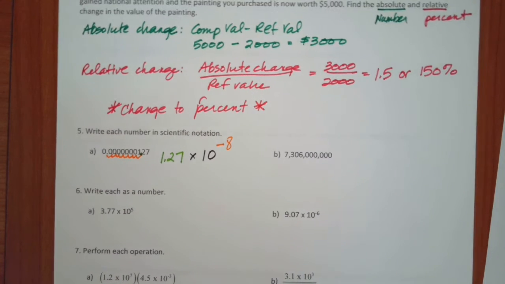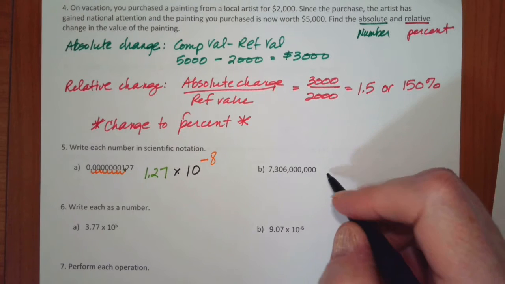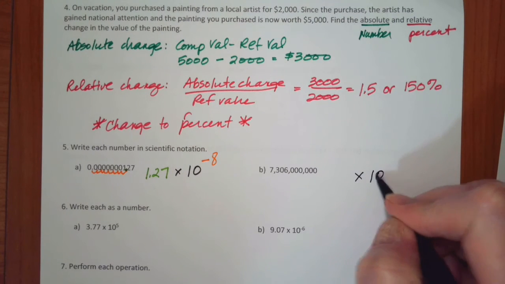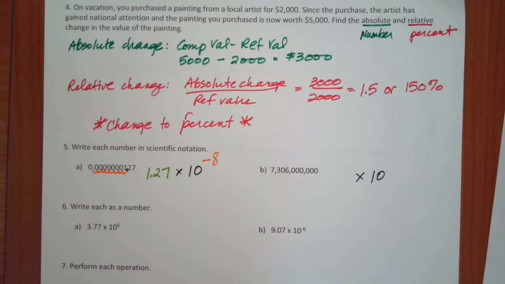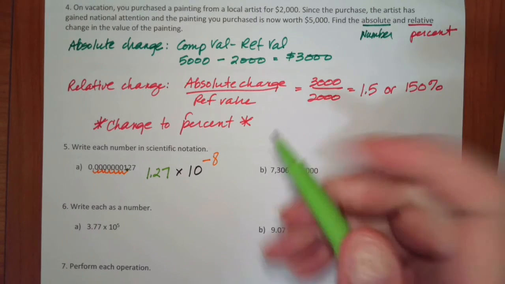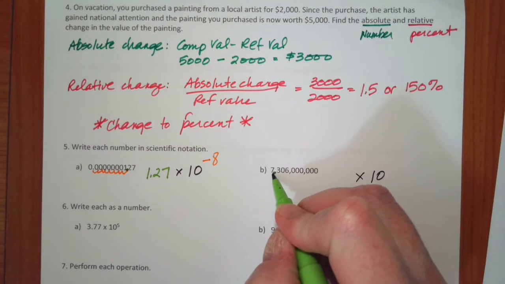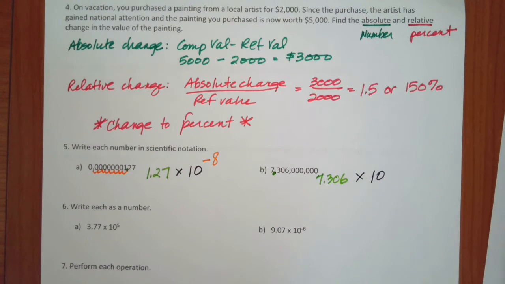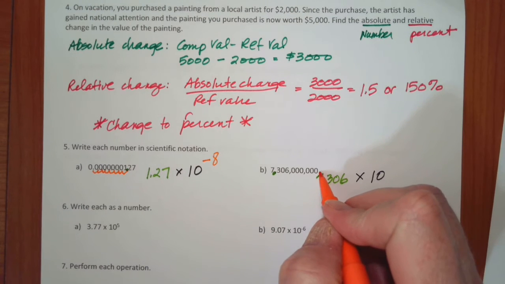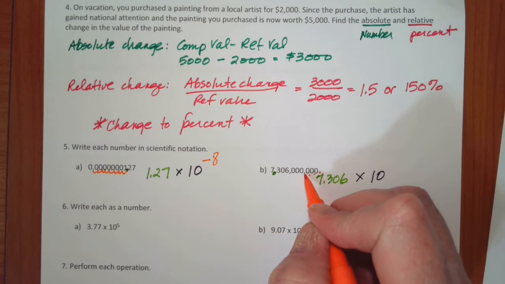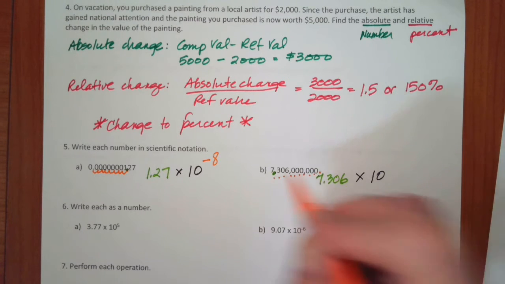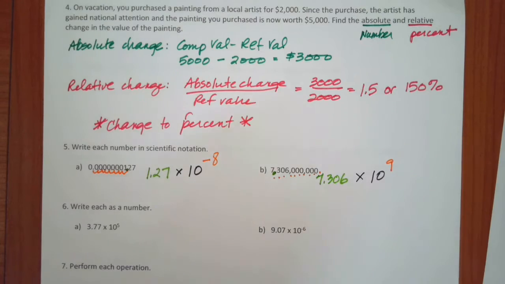Okay. All right, for my next one, I know it's going to be something times 10. Since this is a big number, that's going to be positive. I know my decimal needs to go right here. So it's going to be 7.306. And let's see, my decimal went from here. I'm going to move it 1, 2, 3, 4, 5, 6, 7, 8, 9 places, to the 9th.